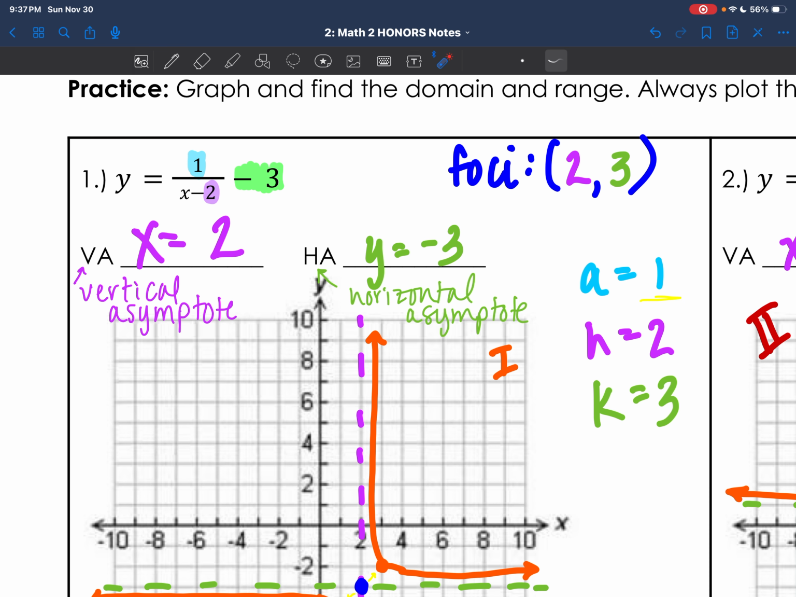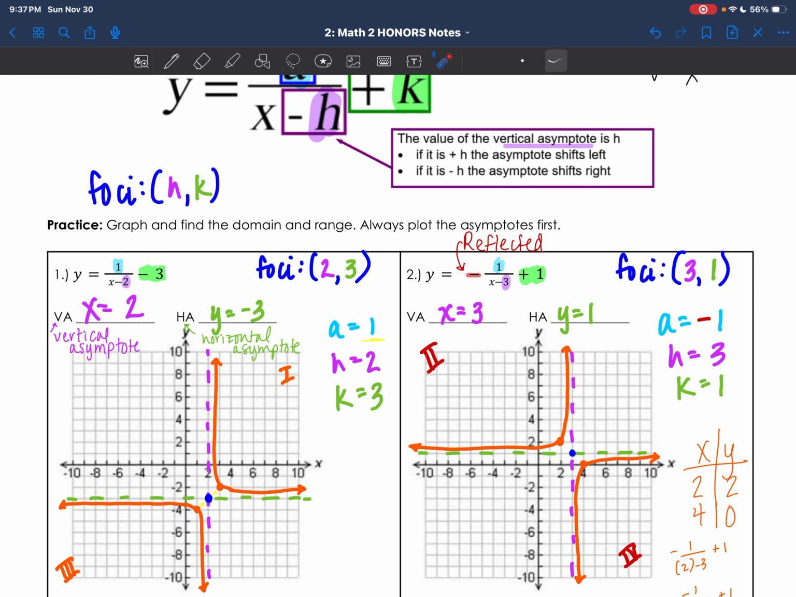So let's look here. I've got 1 as A. I've got my H is 2, and my K is 3. So now that we've got these pieces of information, we know our foci is going to be HK. Now, here's the cool part. Your asymptote, this is a vertical asymptote, is the equation of the line. So you just take your H value, and that's your vertical asymptote, and you write the equation X equals.